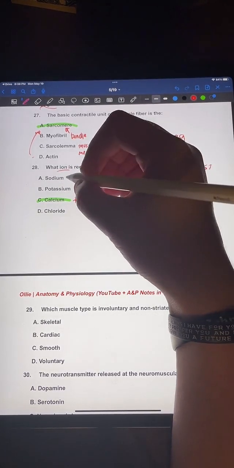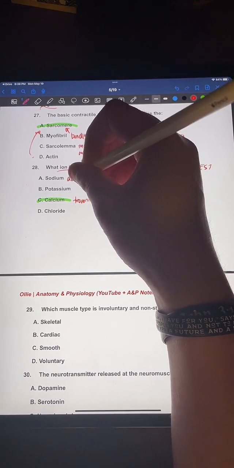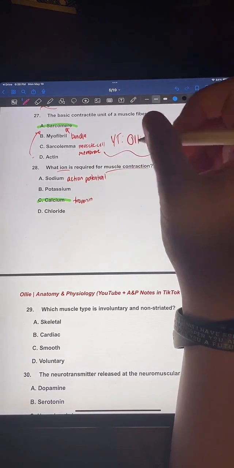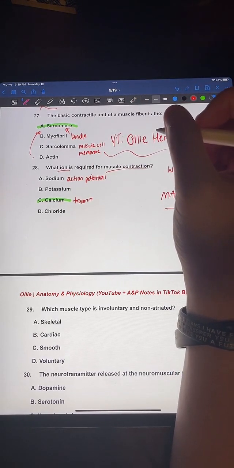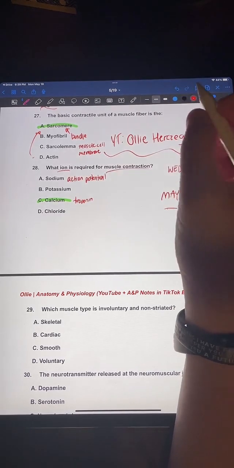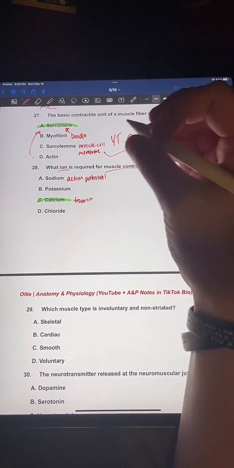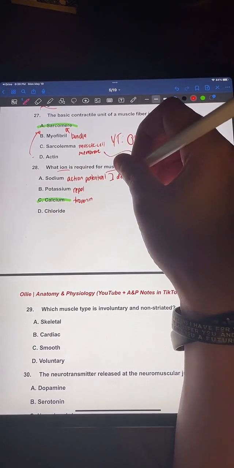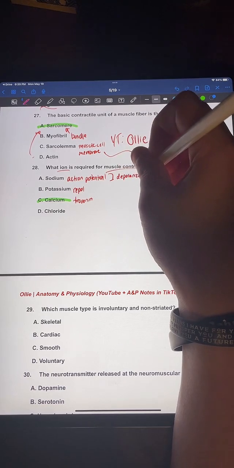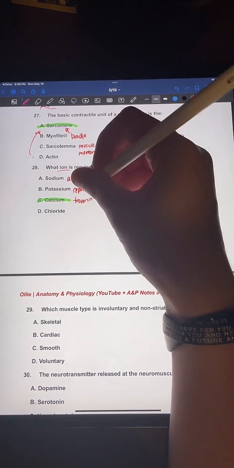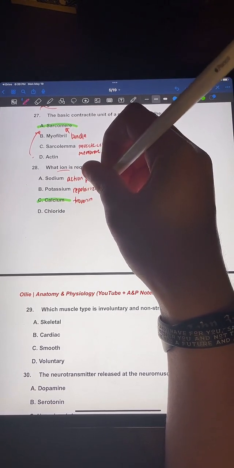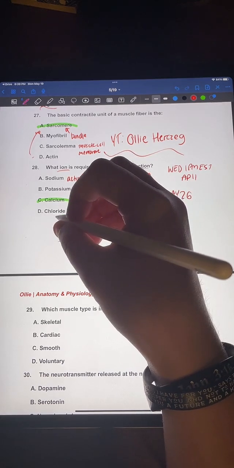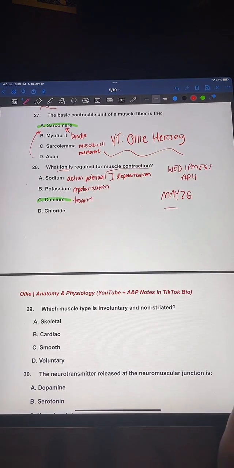Sodium is important for the action potential. This is required for an action potential, but just because we have an action potential doesn't mean we have a muscle contraction. Before the muscle contraction can occur, we have to have calcium. Potassium is going to be for the repolarization. So the sodium was for depolarization, and then potassium is repolarization. Chloride is not involved in a muscle contraction, but this is more so for hyperpolarization, which contributes to the negativity.